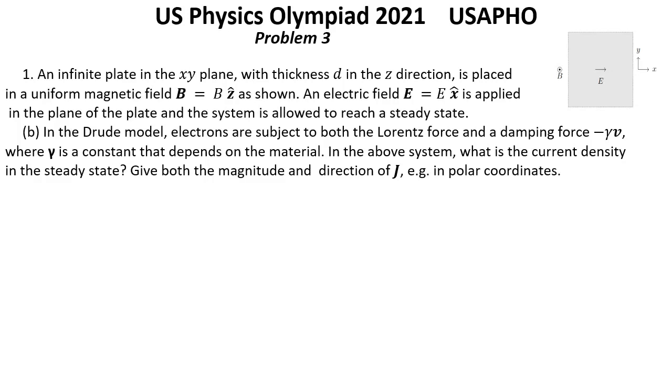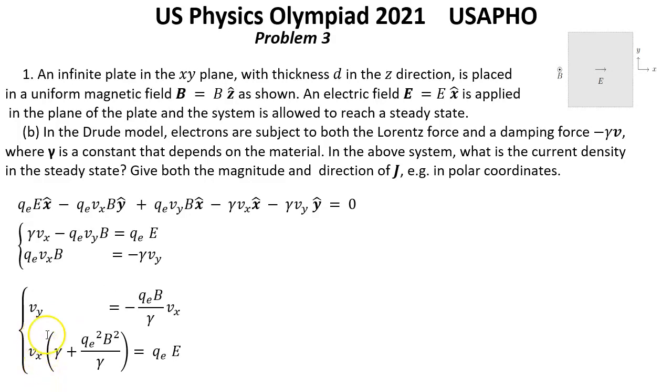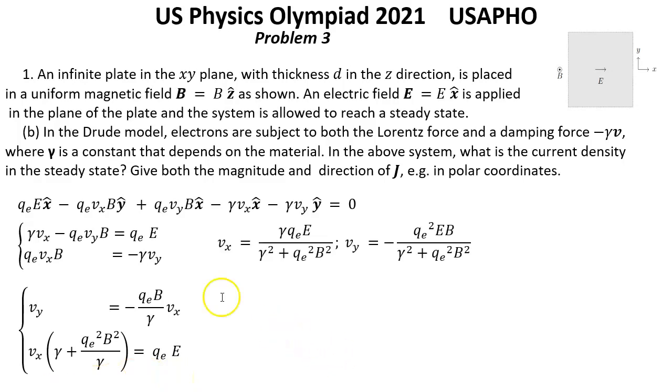Solution. The equation of motion for an electron in vector form is this one, which gives us a system of two equations with two unknowns. To simplify this system, we can write that Vy equal this one through Vx, and Vx equal this one. Finally, we can get Vx and Vy. That will be this one.